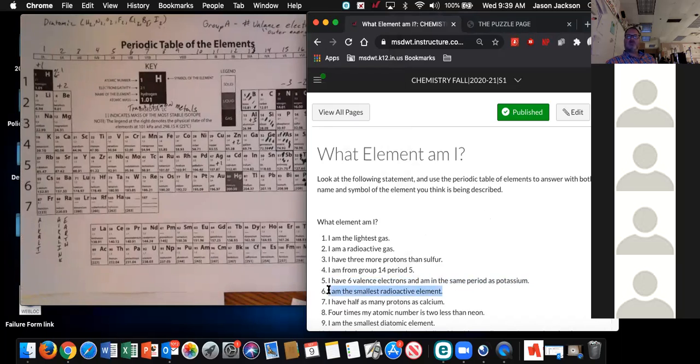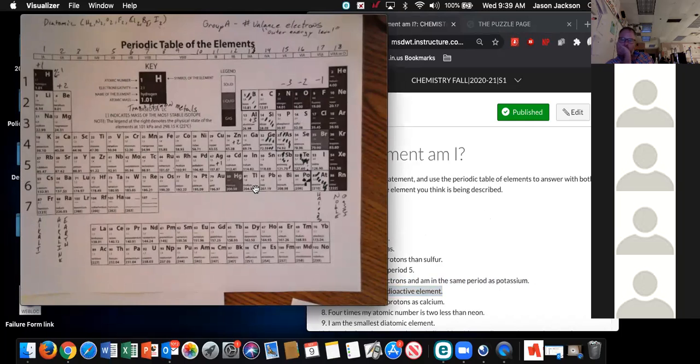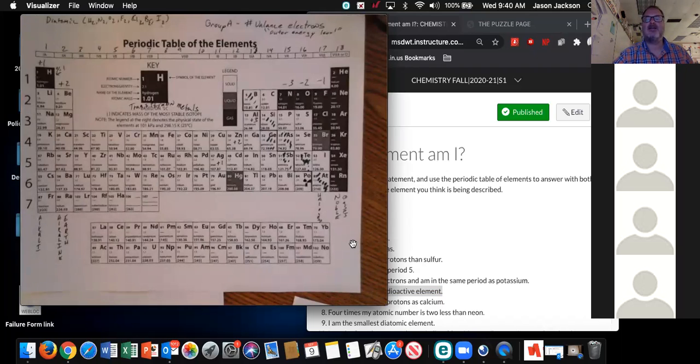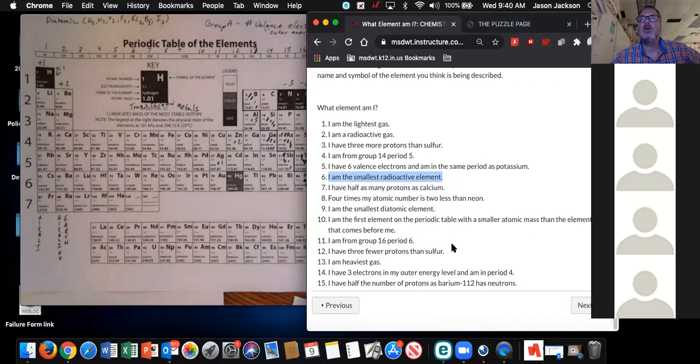I am the smallest radioactive element. What did we say the first radioactive element was? You having trouble spelling? Is it autocorrecting for you? There we go. Polonium. There's nothing called punium, just polonium. Yeah, PO would have worked. Good.